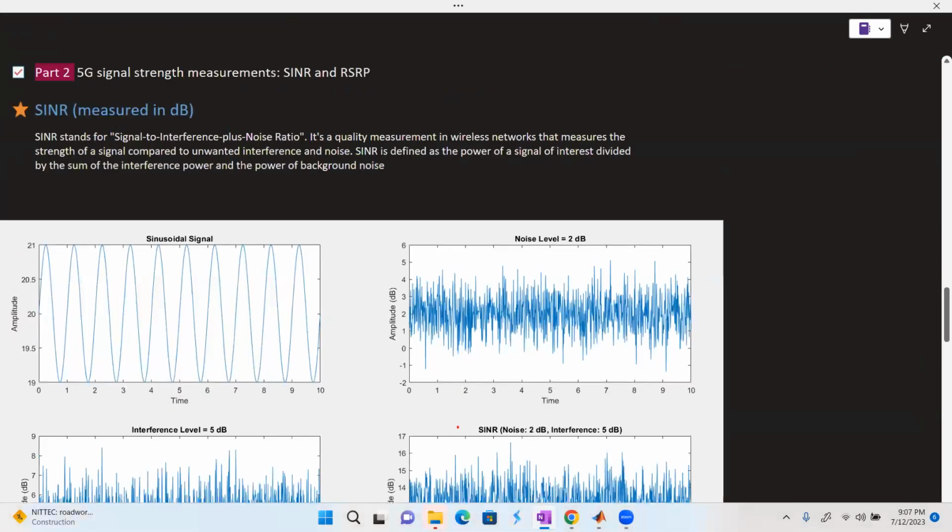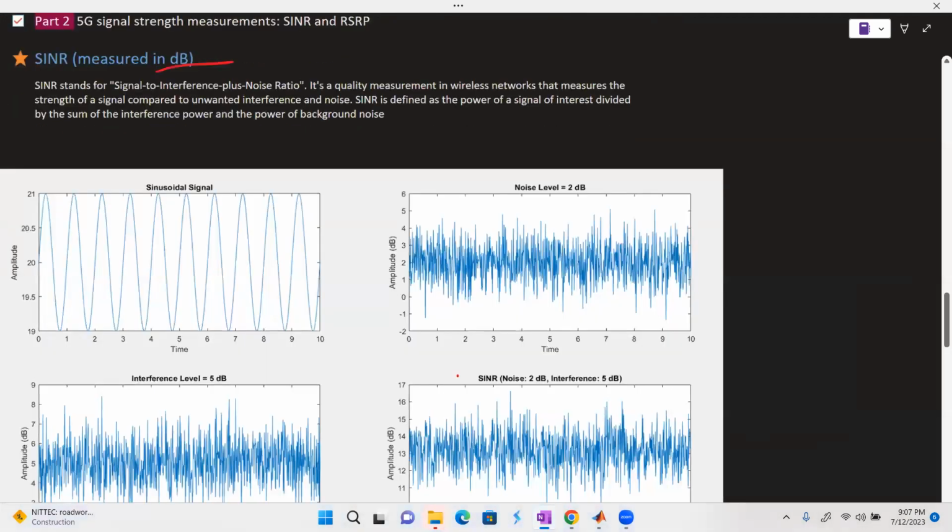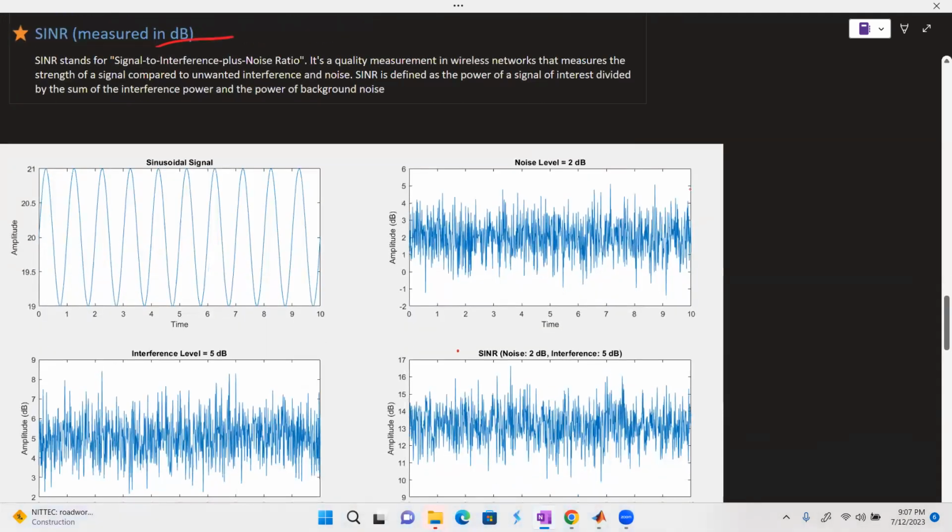Let's go to the second part of this video that's specifically talking about SINR and RSRP. So what is SINR? Another note here, it's measured in dB. Okay, that gives you some intuition. SINR stands for signal to interference plus noise ratio. It's a quality measurement in wireless networks that measures the strength of signal compared to unwanted interference and noise. So if you see here, unwanted interference, unwanted noise, signal strength, so many different things.